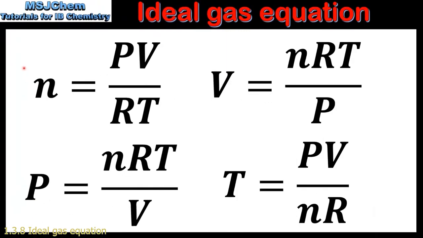So next we look at how the ideal gas equation can be rearranged to calculate for n, V, P or T. So n, which is amount in moles, is equal to PV over RT, and V, which is volume in meters cubed, equals nRT over P. P, which is pressure in pascals, equals nRT over V, and T, which is temperature in Kelvin, equals PV over nR. So next, we'll look at some examples.